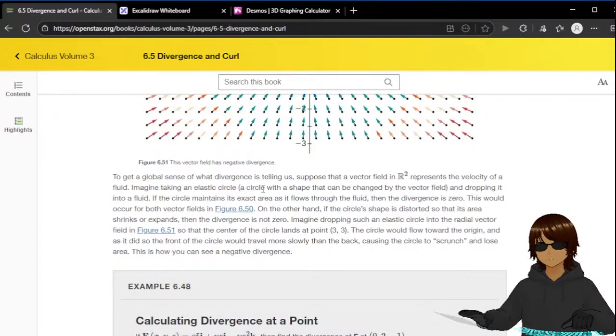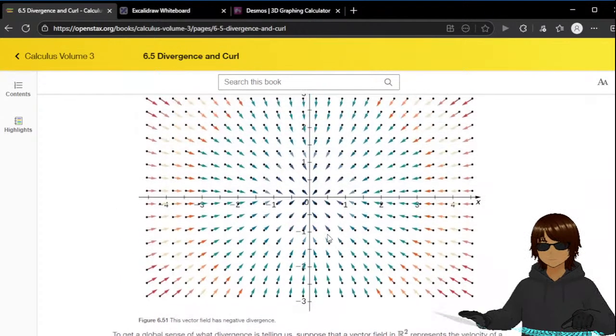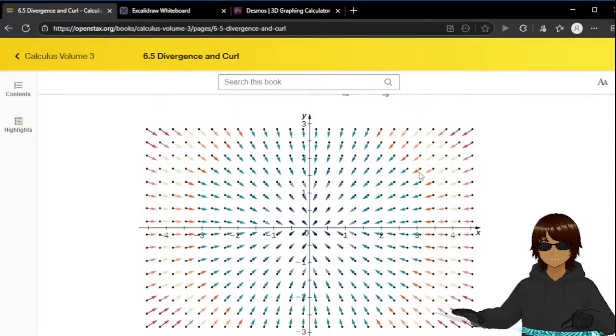Imagine taking an elastic circle and dropping it into a fluid. If the circle maintains its exact area as it flows through the fluid, then the divergence is zero. This would occur for both vector fields. On the other hand, if the circle's shape is distorted so that its area shrinks or expands, then the divergence is not zero. Imagine dropping such an elastic circle into the radial vector field in 6.51 so that the center of the circle lands at (3, 3). At (3, 3) over here would be the center of the circle.